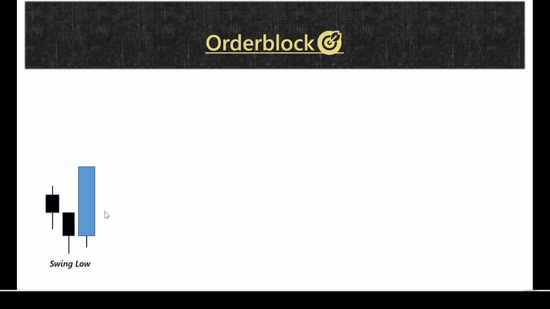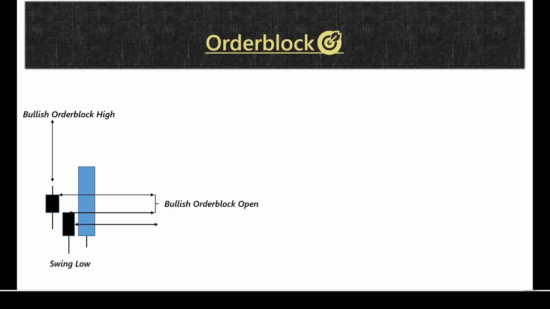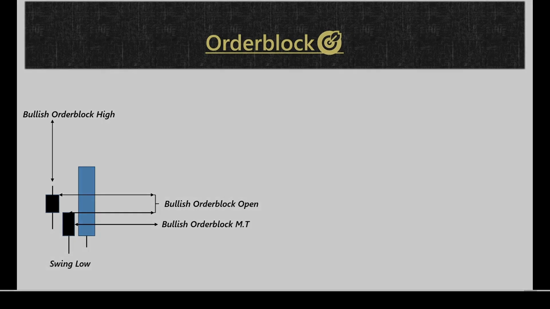There are three key levels of interest with the order block too, and as you can see, this is an example of a series of down close candles. The first one is the high of the order block, which you can label as bullish order block high. The second level is the opening price, which is the bullish order block open. And the last level is the halfway point of the body of the candle, which is also known as bullish order block mean threshold. The inverse is true for the bearish order blocks.